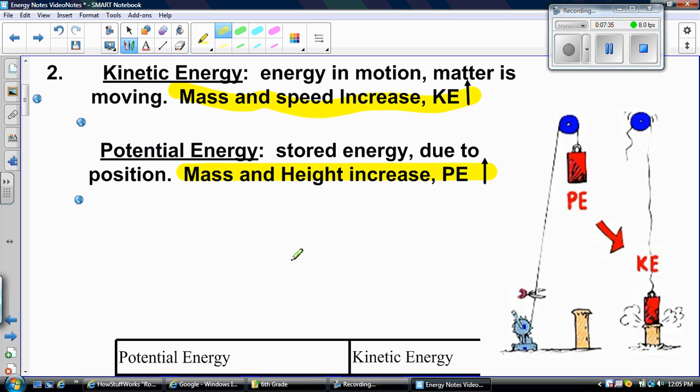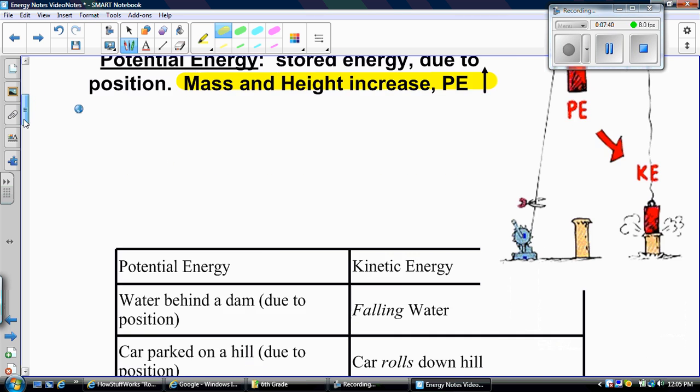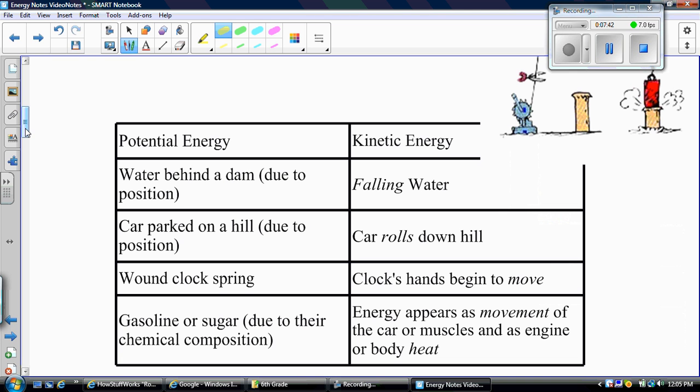Okay, so that's the difference between kinetic and potential energy. Now, you are going to want to put this data table in your notes. These are examples. Potential energy, remember, is energy in matter that is not in motion. So water sitting behind a dam, due to its position, is not moving right now, it's just sitting behind a dam, and that's potential energy. When they open the dam and the water starts to fall, then you've converted that potential energy into kinetic energy.